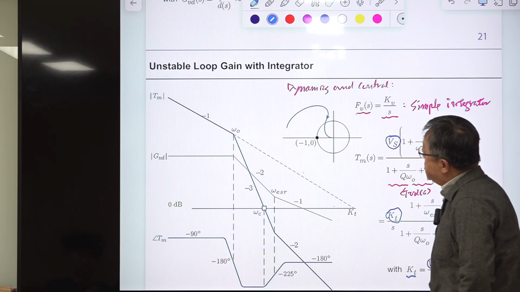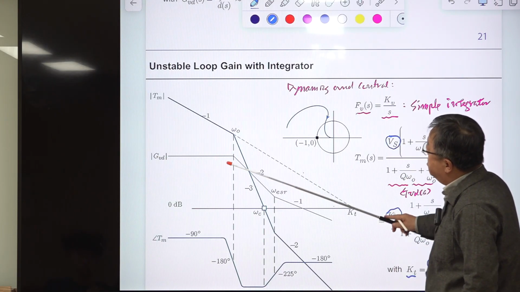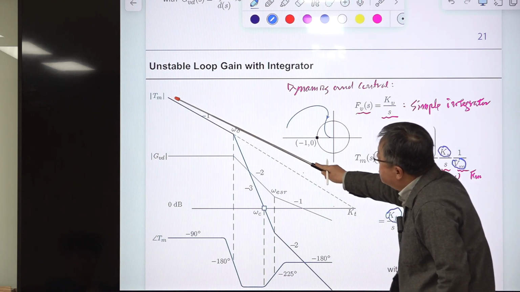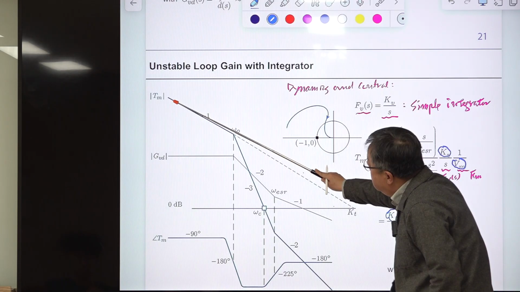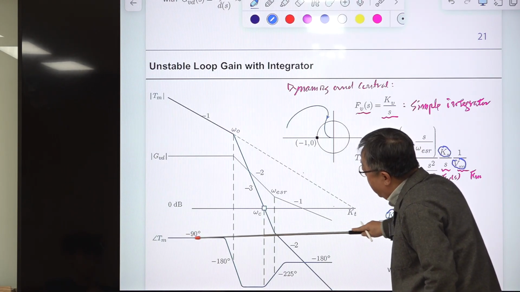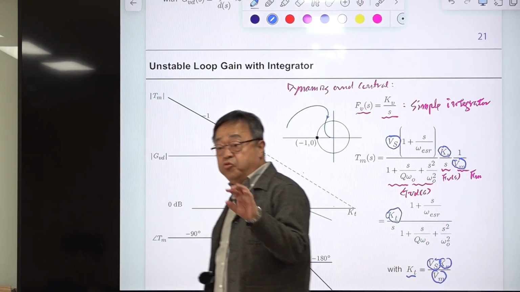What is the problem of this? Take a look at the phase. The phase started with -1 here, so it starts at -1. And this -1 creates this 90-degree phase delay. Why do you need the integrator?